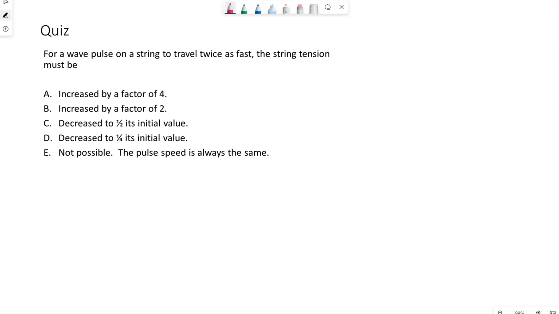So the correct answer is A here. We're talking about a wave pulse on a string. For a string, the speed of the wave depends upon the force of tension and the linear mass density. We want this wave to travel twice as fast on the same string. So all we're doing is adjusting tension, and we need to know what to do to tension to come up with twice the speed.